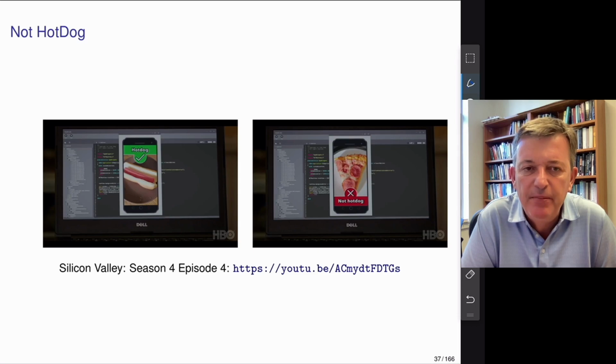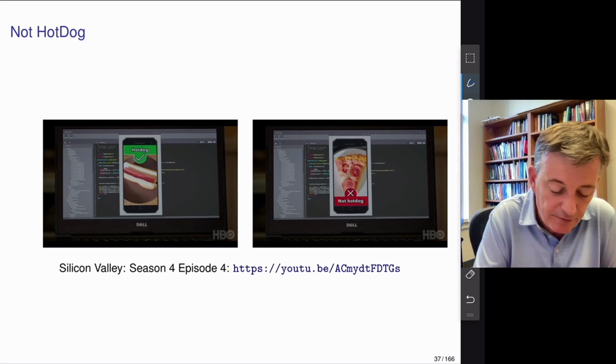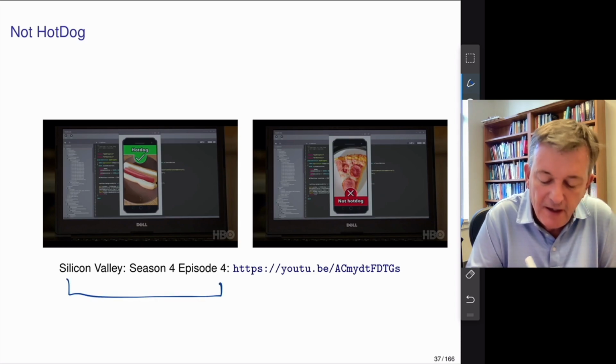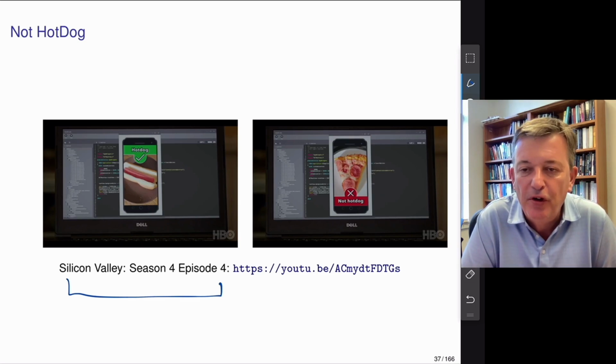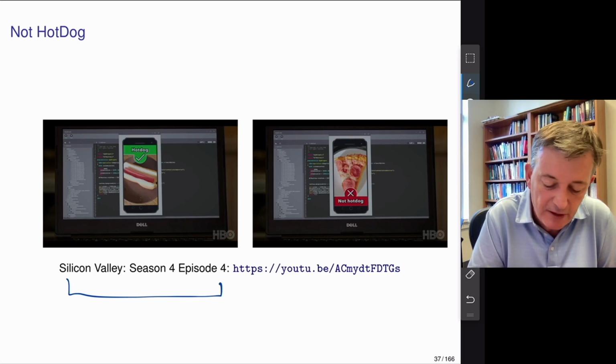Maybe the most famous example of image processing was on season 4, episode 4 of Silicon Valley. If you click on the YouTube link, if you've watched Silicon Valley, you'll all remember the hot dog, not hot dog example. It's a great fun example to watch, so I recommend you look up hot dog, not hot dog.